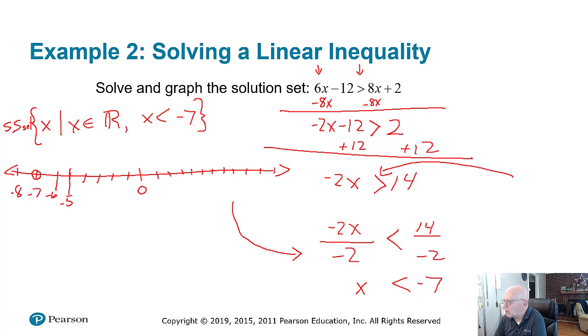Now, which side do I draw the arrow? Do I draw it this way, or do I draw it this way? Just test. Let's test with 0. Put that 0 less than -7. True or false? Well, I just picked the wrong side because 0 is not less than -7. So it's not this side, it's the other side. So I'm going to draw my arrow to the left instead of to the right. And there's a graphical interpretation of our solution set for that inequality.